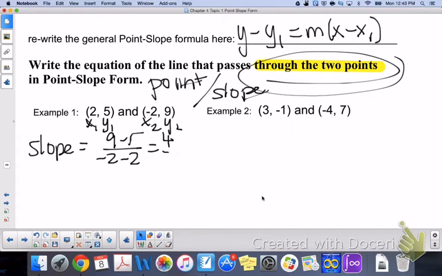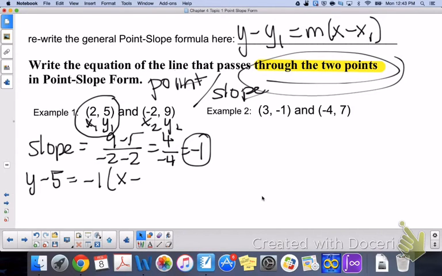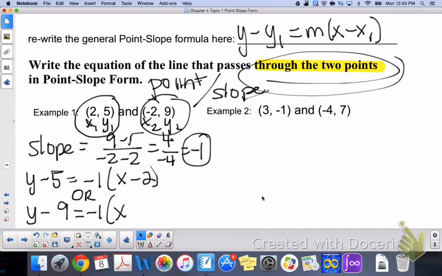So our slope, recall from chapter 3, is y2 minus y1 over x2 minus x1. That is 4 over negative 4, which is negative 1. Okay? That is our slope. Now pick a point. It doesn't matter which point. Either one. If we use the first one, we have y minus 5 equals negative 1 times x minus 2. Or if you had used the second one, you would have y minus 9 equals negative 1 times x, here it's minus a negative 2, so x plus 2. Again, either one is fine. You do not need to give both. Okay, either is fine. Do not give both.